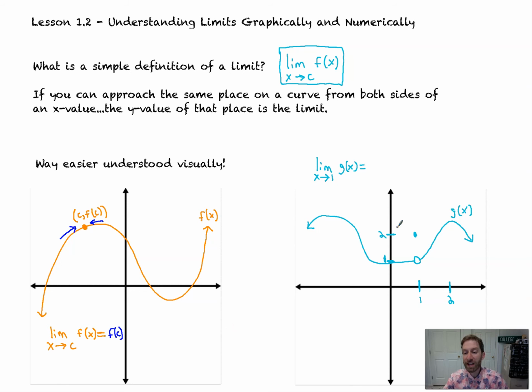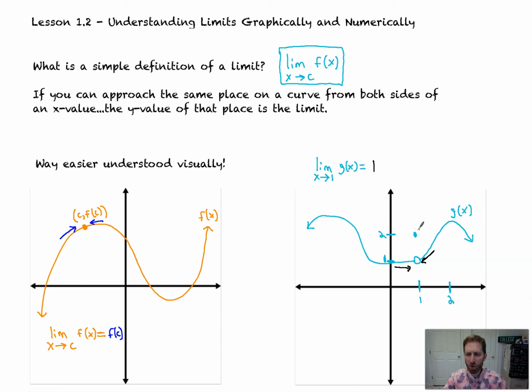Okay, so let's take a look at something a little simpler. This is some random function. We call it g of x. We're asked to find the limit as x approaches 1 of g of x. What does that mean? That means that if we look at this graph from both sides of x equals 1, we approach from the left side, and we approach from the right side. What is the y value that we approach? Well, that y value is 1. So the limit as x approaches 1 of g of x is equal to 1.